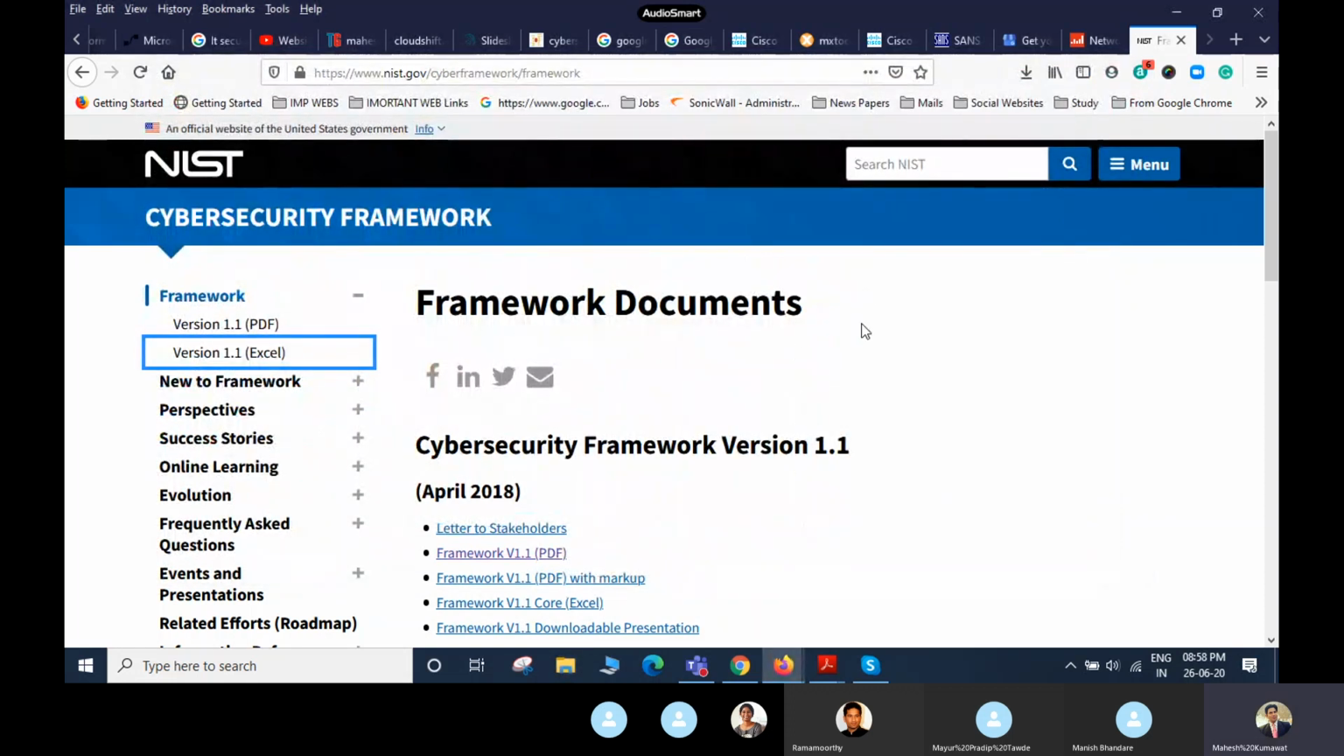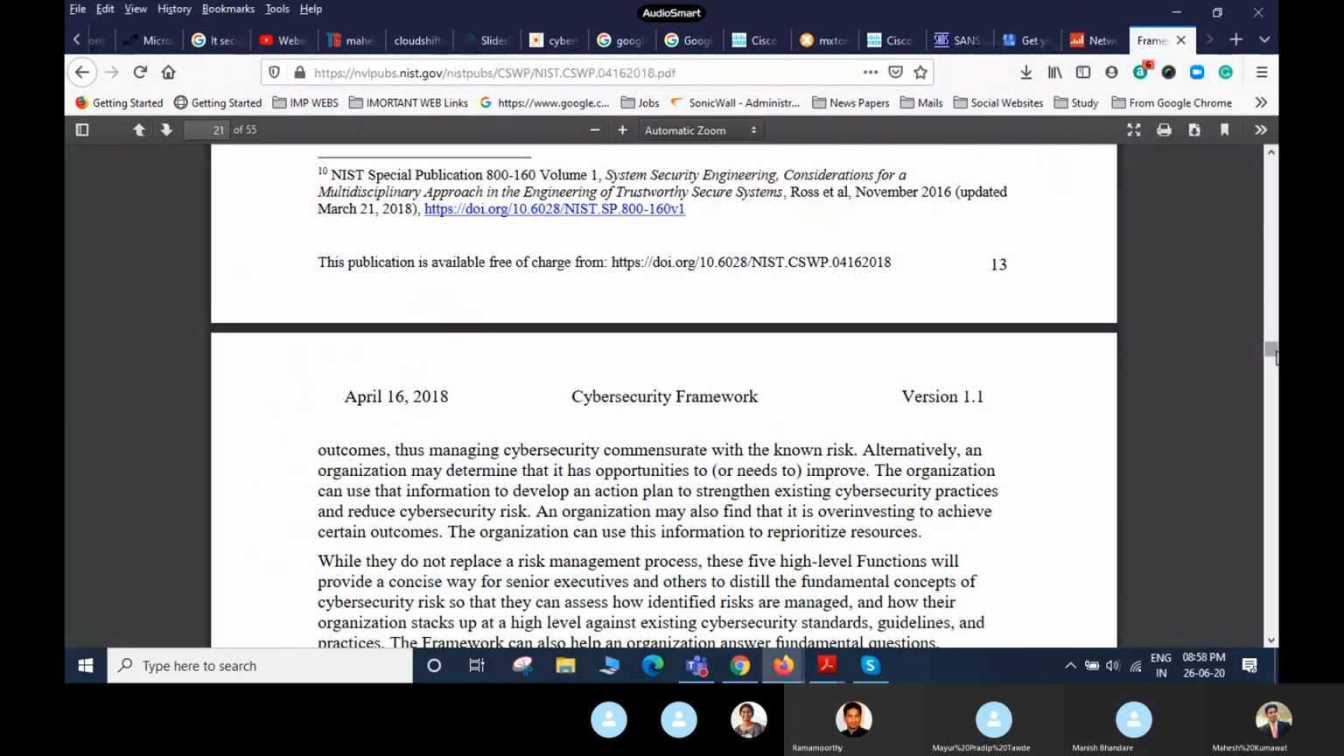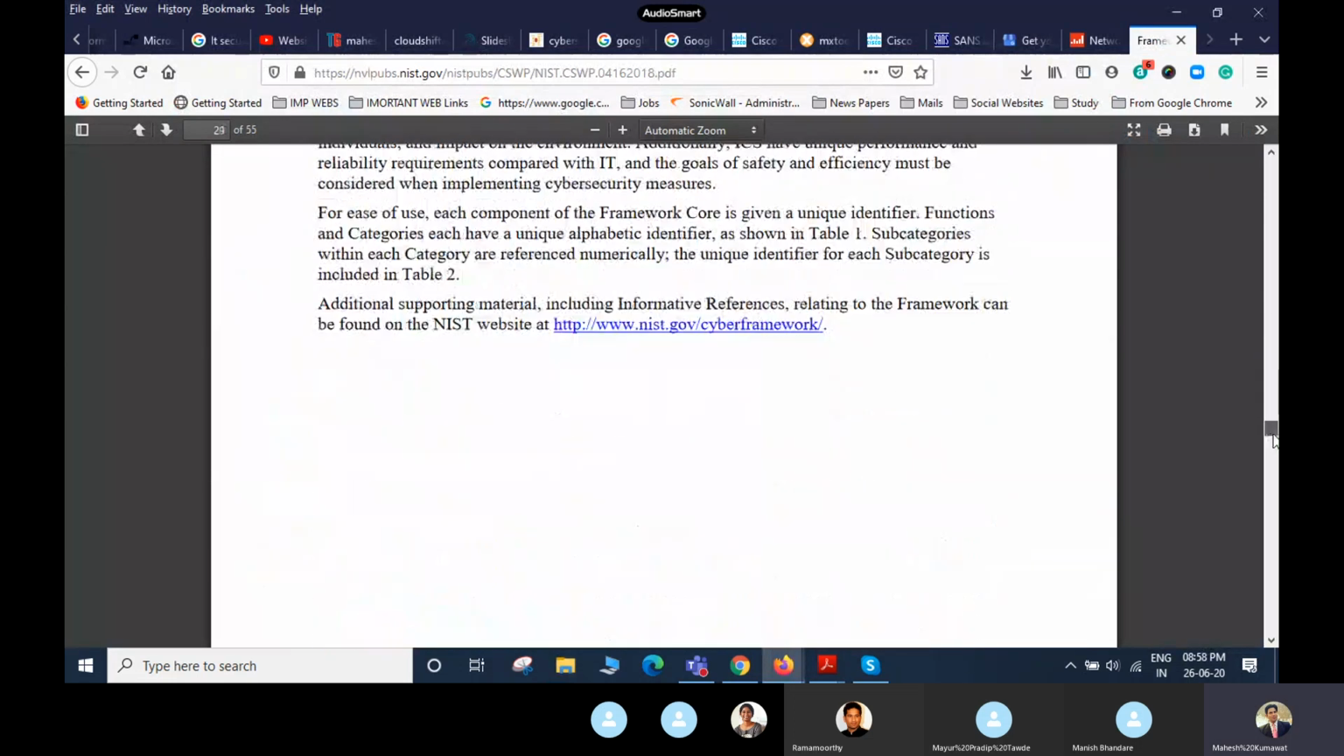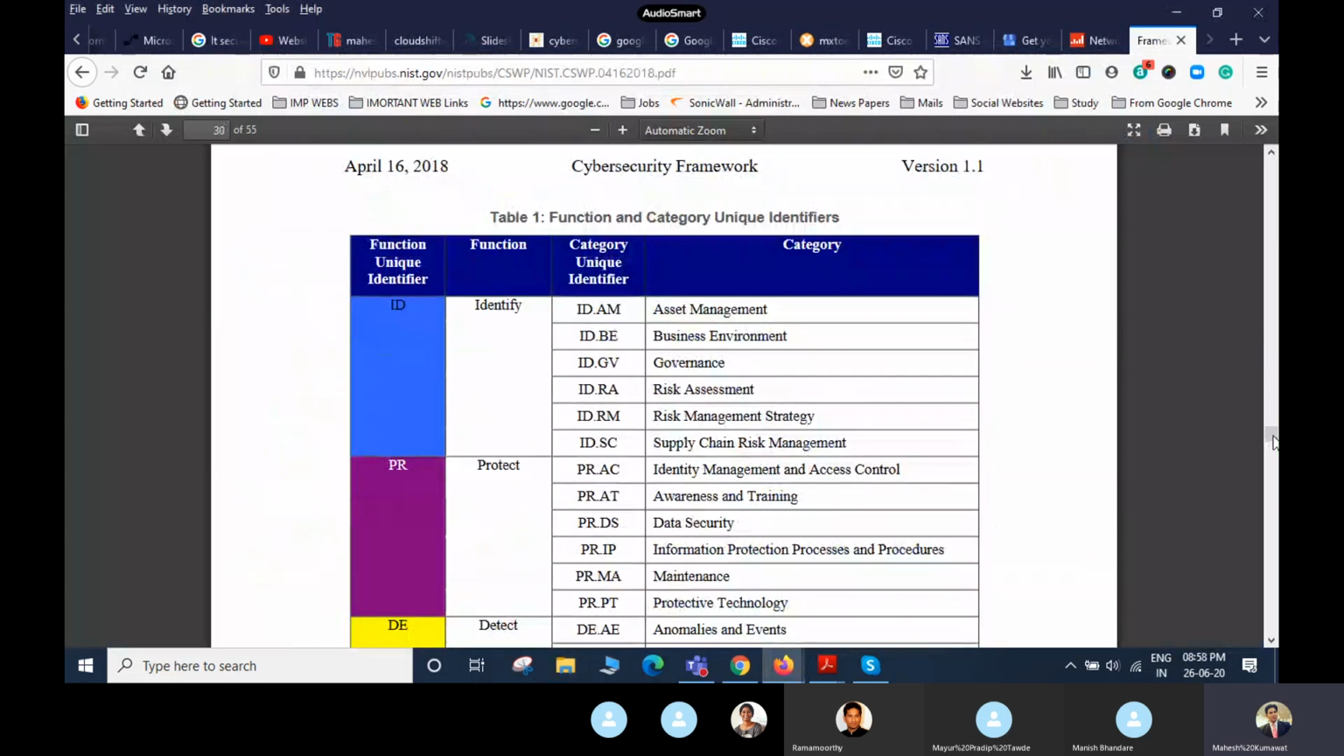In this, you find ISO 27000, the NIST approach, and different things. This is asset management, business environment, governance, risk assessment, risk management strategies, supply chain and risk management. So we have different identifiers, my dear friends: how to identify what things you're going to protect. So identity management and access control.